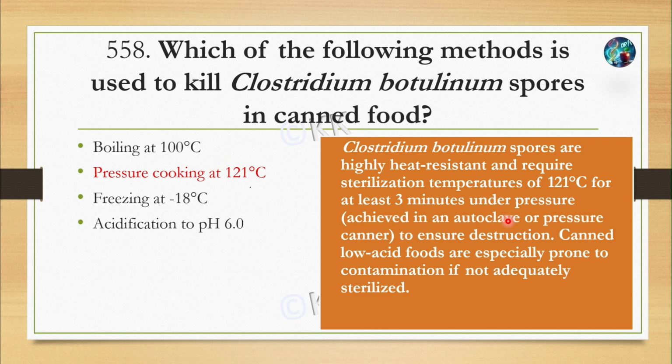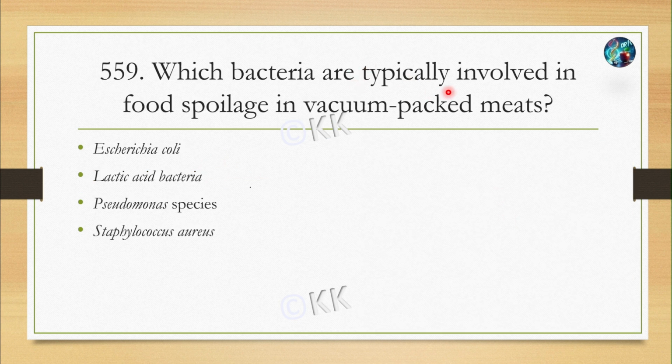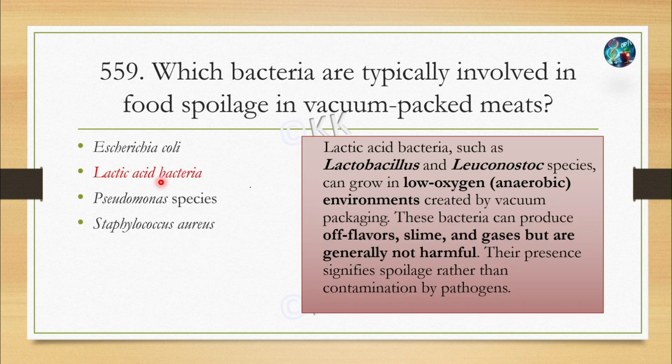Which bacteria are typically involved in food spoilage in vacuum packed meats? Option A, Escherichia coli. Option B, lactic acid bacteria. Option C, Pseudomonas species. Option D, Staphylococcus aureus. The correct option is option B, lactic acid bacteria.